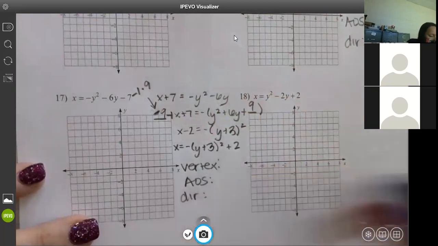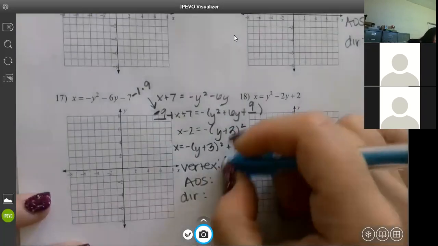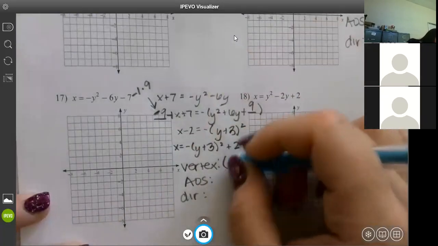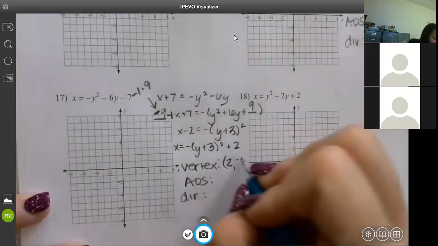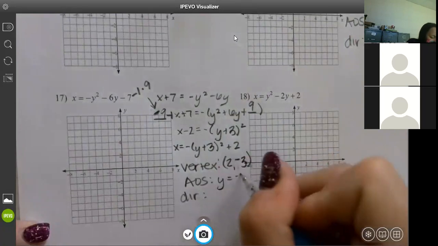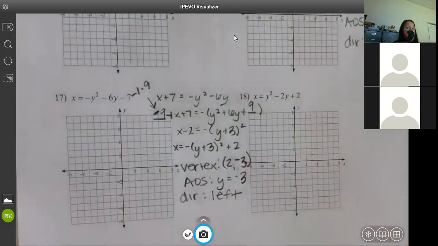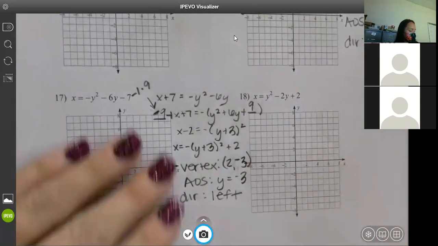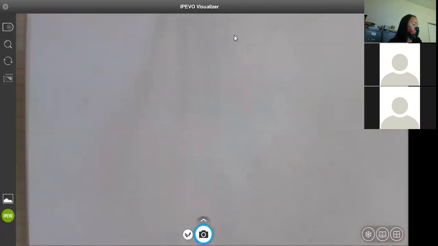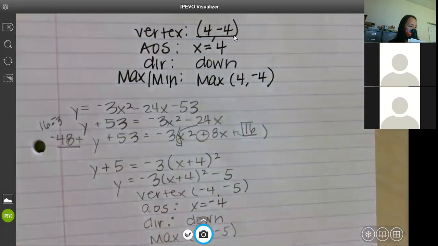What's your vertex? 2, -3. Sorry, I don't know why I put that on there. 2, -3. Axis of symmetry. And your direction. Perfect. Very good. Not too bad. All right, one more. No, two more. Sorry. One more page. And then you can do your quiz, and your quiz looks exactly the same. Just a second.